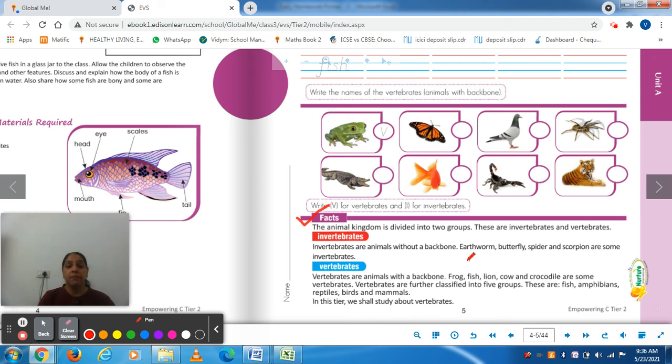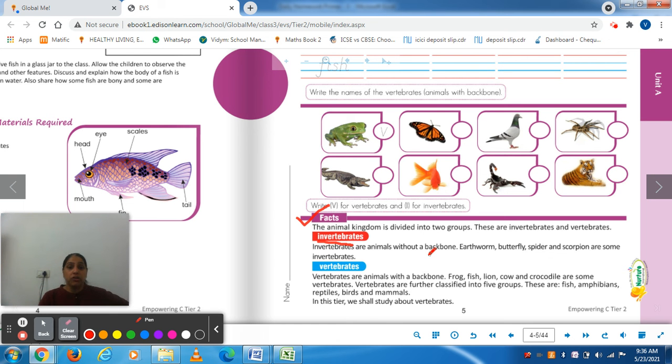Children, what is invertebrates? Invertebrates are animals without a backbone. They don't have their backbones. So they are called invertebrates. It's very simple. You can break and write the spelling: I-N, in, v-e-r-t, vert, e, b-r-a-t-e-s, invertebrates. So invertebrates are animals without a backbone. They do not have their backbone.